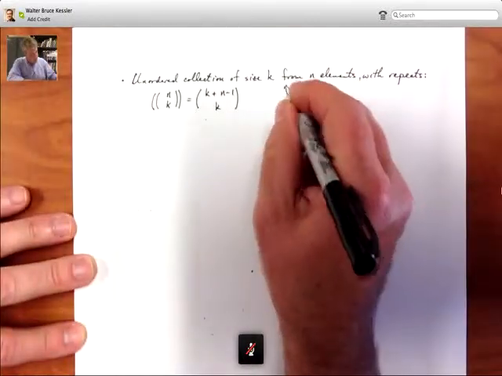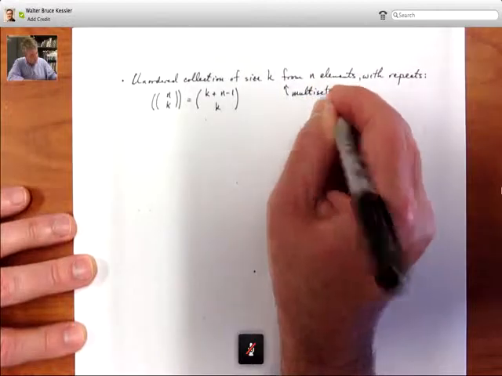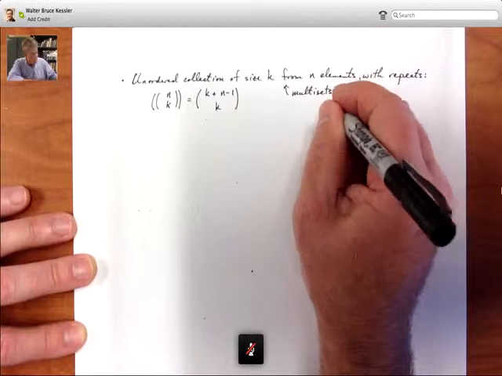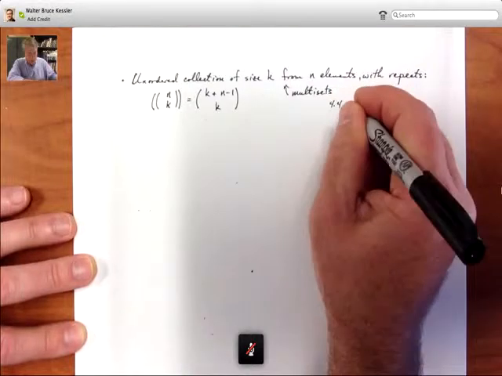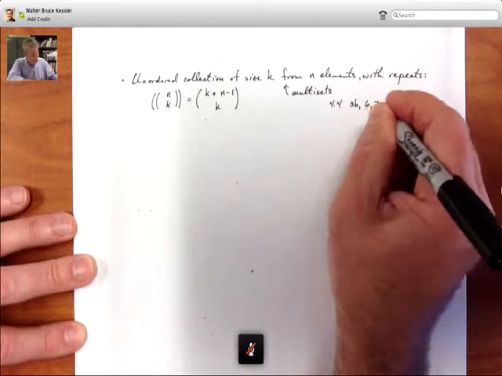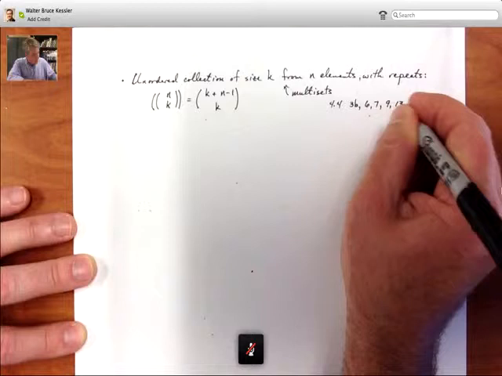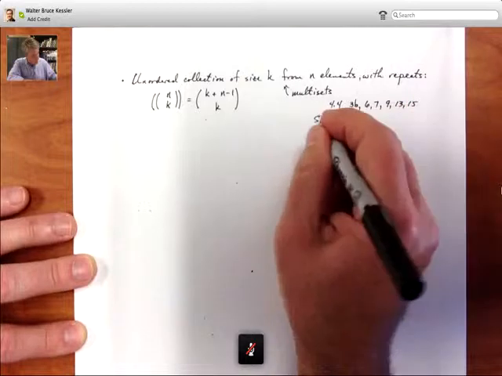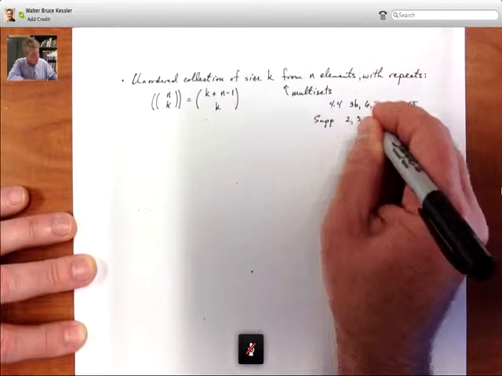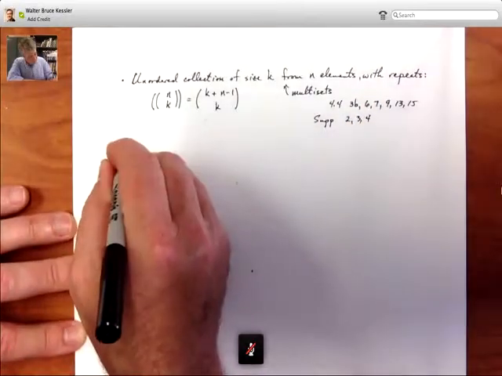These are called, by the way, multisets. And we looked at things like this in 4.4, problems 3b, 6, 7, 9, 13, and 15, and also in the supplement, problems 2, 3, and 4. Okay.